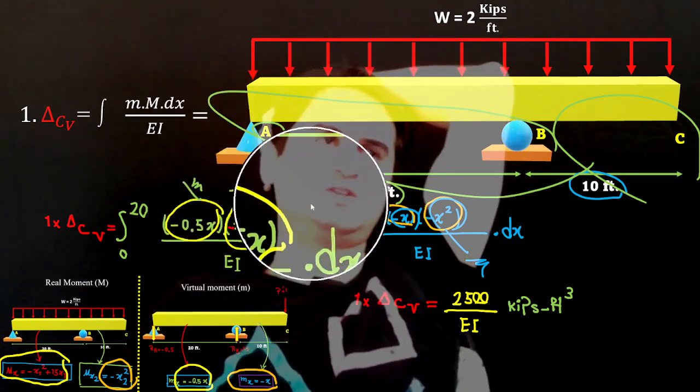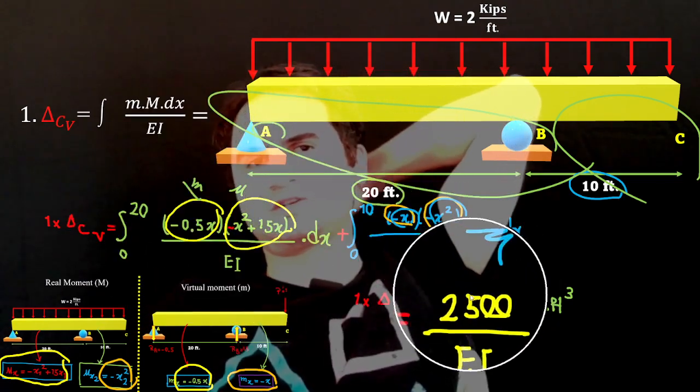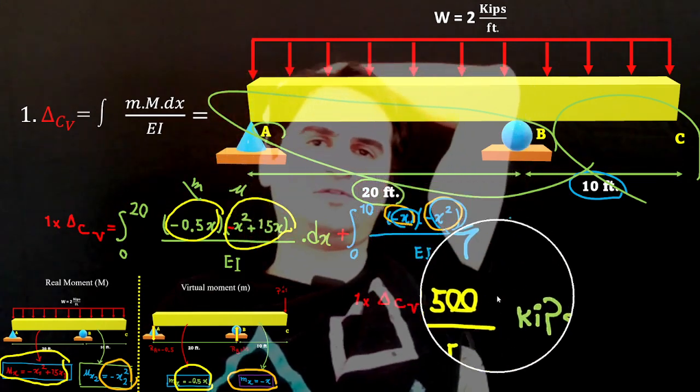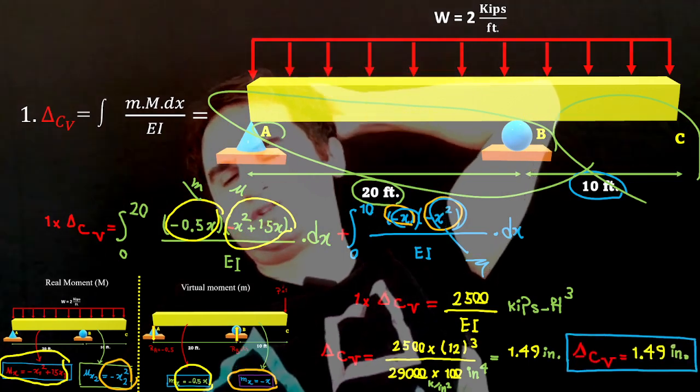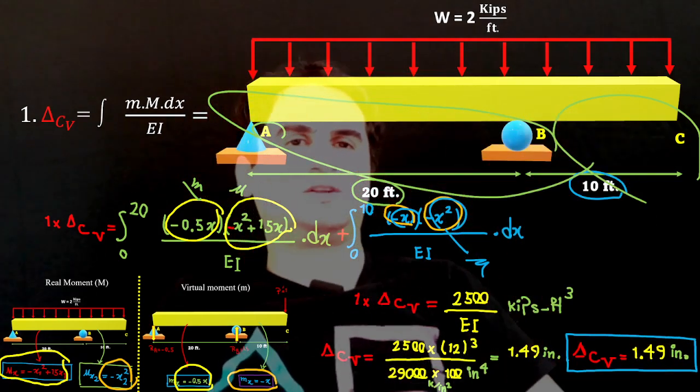It just cancels out each term and goes 0, and the other one gives us 500 per EI kilopounds times h cubed. It turns out delta C vertically is 1.49 inches.